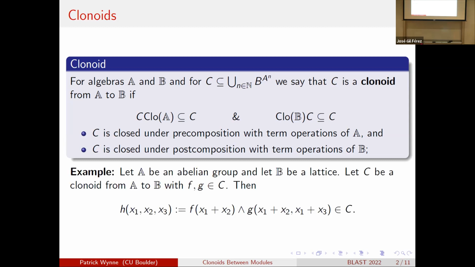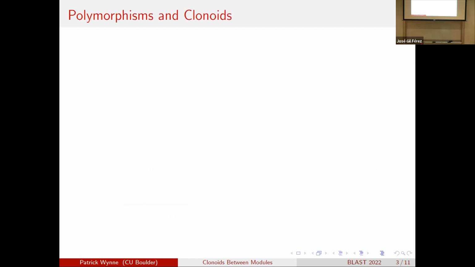And so just a nice, easy little example. If we take A to be an abelian group and B to be a lattice, then if we take some functions f and g, we can form a new function h, which takes f applied to x1 plus x2, which is a term function, and g applied to x1 plus x3 in the second coordinate, another term function. And now we can take the mean of these two new functions. Now we have a new function, which still should remain in our clonoid. So it is closed with respect to the operations of the first algebra and the operations of the second algebra.